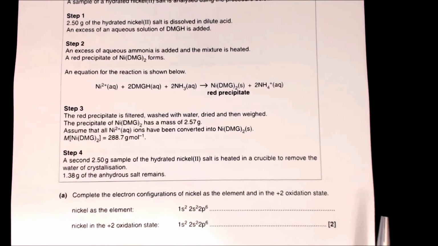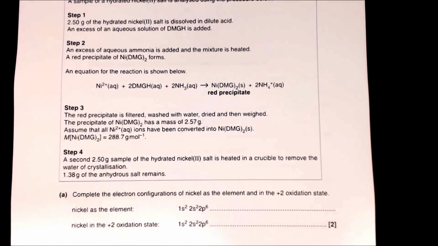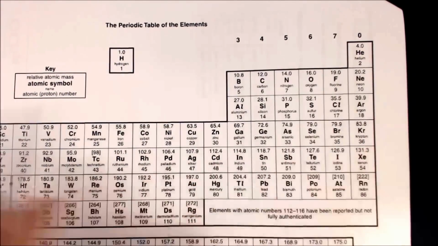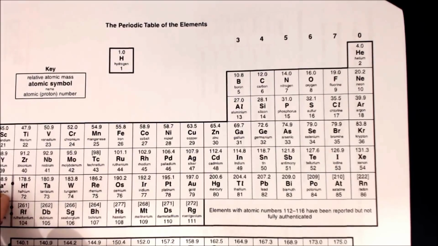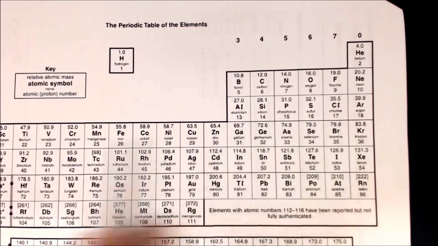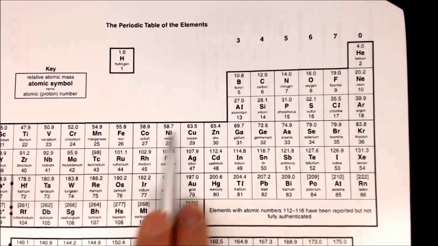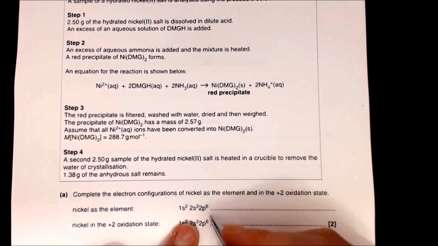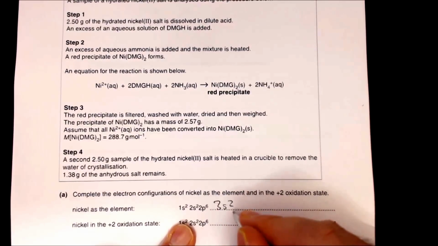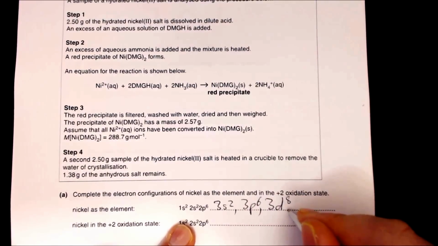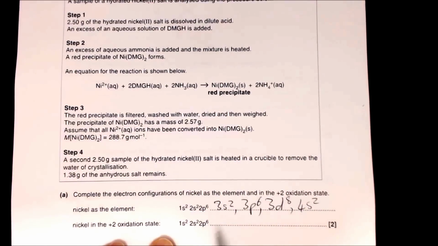Okay, so this one says complete the electron configurations of nickel as the element and in the +2 oxidation state. So nickel is the element, so if we bring it over here, they've done the 1s2, 2s2, 2p6. So then it would be 3s2, 3p6, 3d8, because it's the 8th element along, and then 4s2 as well. So that would be for nickel. So we'll put that in there. 3s2, 3p6, 3d8, 4s2. Okay, and then it says with the +2 oxidation state.